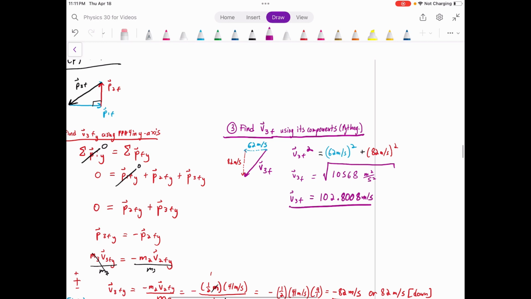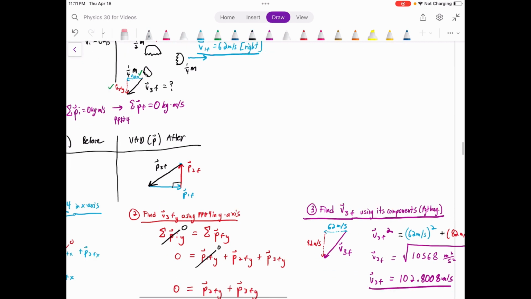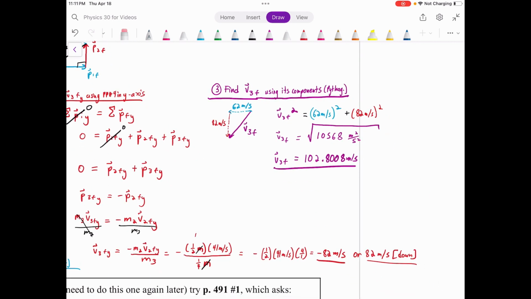So if it's moving 102.8008 meters per second at this angle, that means that horizontally it's moving 62 meters per second to the left, and vertically it's moving 82 meters per second down in the instant right after the explosion. Now we're almost done, but is this a complete answer for a velocity, which is a vector? No, right? It needs a direction.